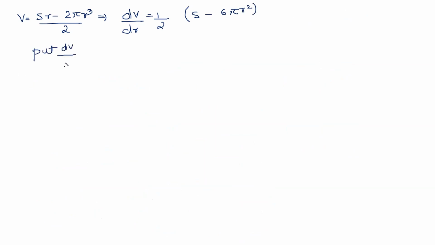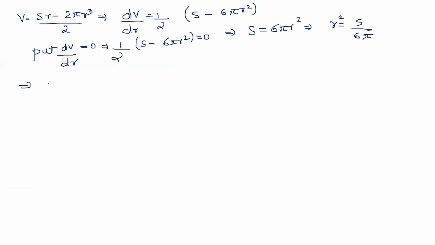So we are getting Sr minus 2 pi r cube by 2. Okay, so I will find dV by dr. So 1 by 2 is a constant. Here we will get S minus 6 pi r square. So put dV by dr equal to 0. So you will get 1 by 2 times S minus 6 pi r square is equal to 0. So we'll get S is equal to 6 pi r square. So r will be equal to S by 6 pi, so r will be equal to under root S by 6 pi. Okay, Atif, you're getting the same one? Yes, sir. Okay, great. Yes, it is correct.